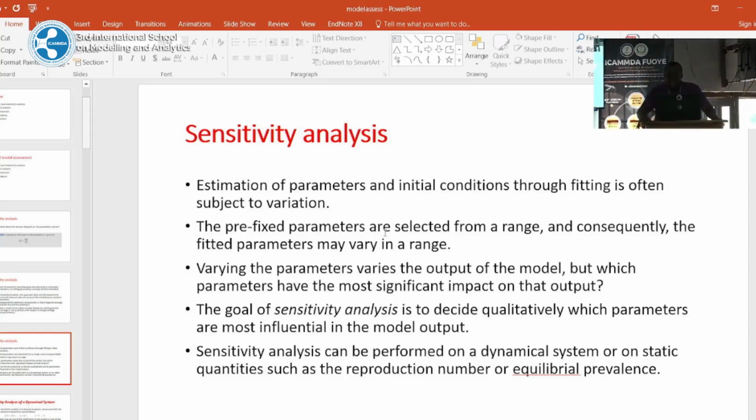Sensitivity analysis can be performed on a dynamical system, like those SIR models. You can perform sensitivity analysis on those variables, not just on the parameters only, or on static quantities such as the reproduction number or equilibrium prevalence. Equilibrium prevalence means endemic equilibrium.